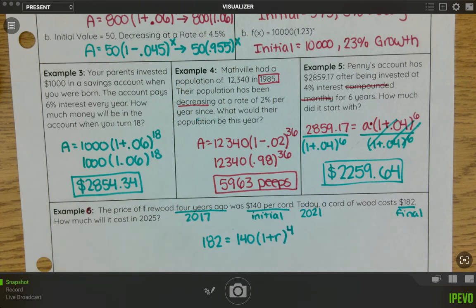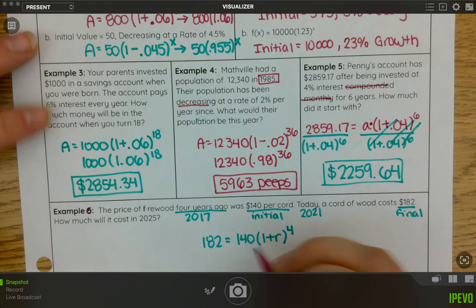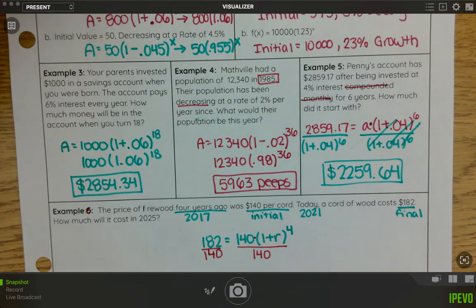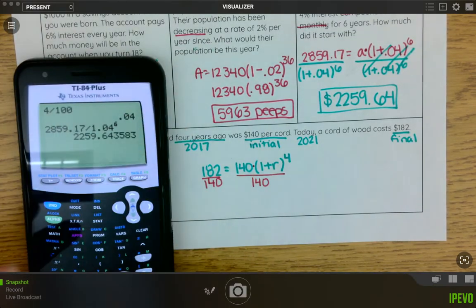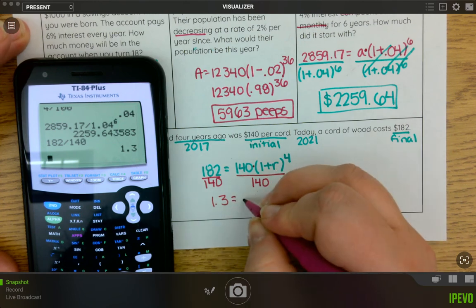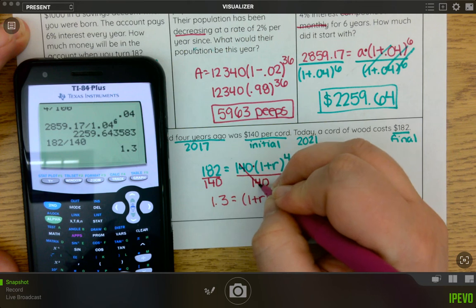Now, same way I got rid of this up here, I'm going to get rid of this 140. It's being multiplied, so to get rid of the 140, I want to divide by 140. My whole goal right now is to get r all by itself. And let's see what we've got here. 182 divided by 140 is 1.3. Okay, and then this 140 goes away.